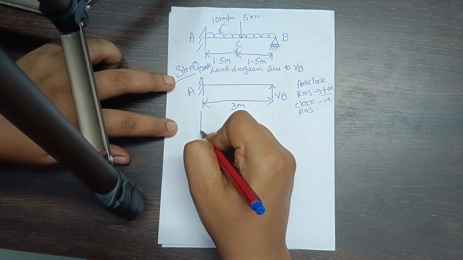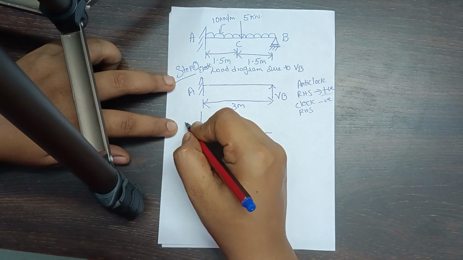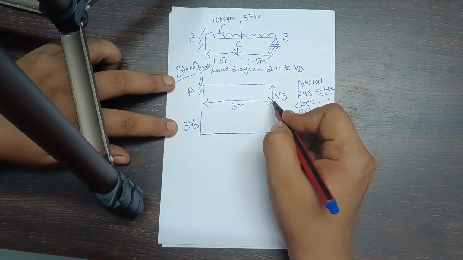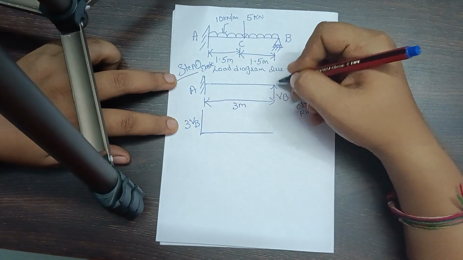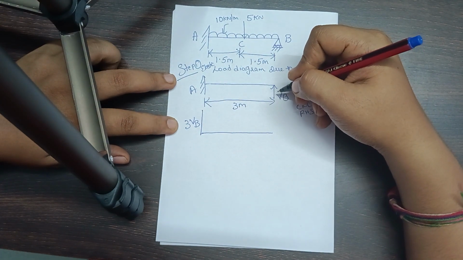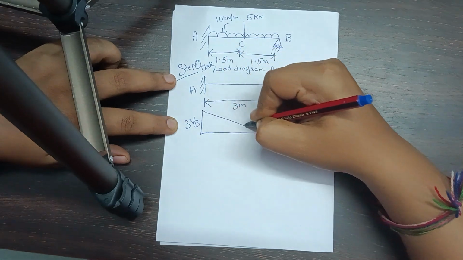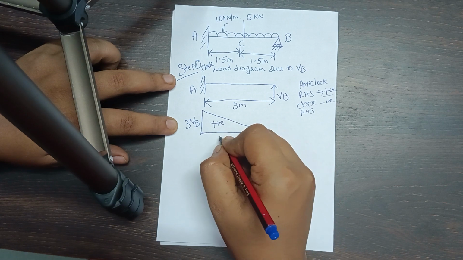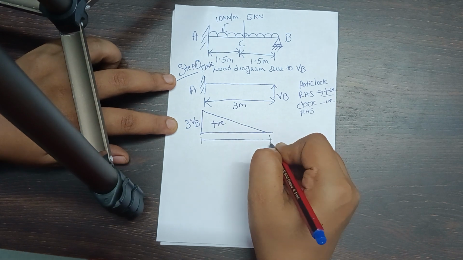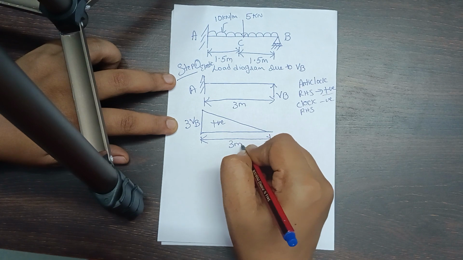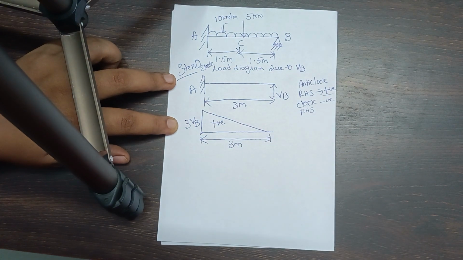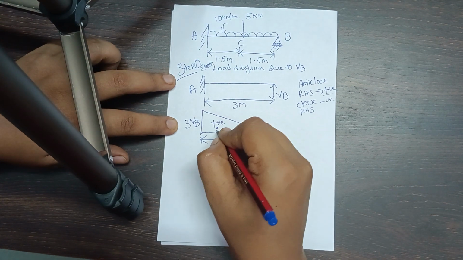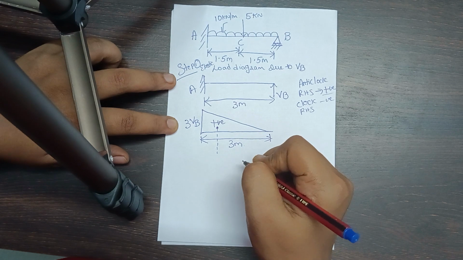So the positive value will be taken above the baseline, and that value will be equal to 3 times VB, that is VB into 3, so it is 3 VB. Since it is a concentrated load, the variation is triangular. So I'll mark this as positive, and this span is equal to 3 meters. Now with reference to this, I just mark a point here and consider this as the centroidal point.